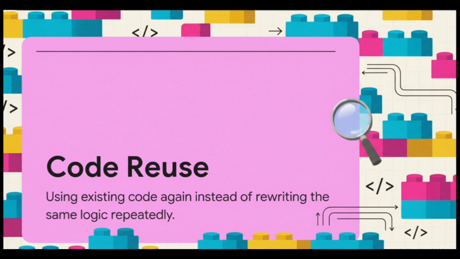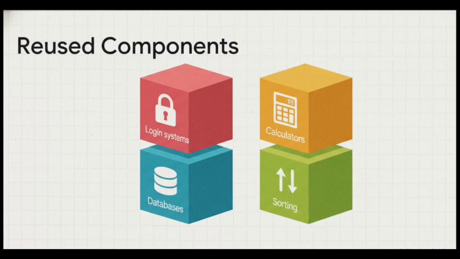Well, code reuse works in the exact same way. Instead of rebuilding common features from scratch, developers simply grab the pre-built blocks. Things like login systems, calculators, database connectors, and sorting functions, these are all prime examples. Once a developer writes a rock-solid database connector, they save it. The next time they need one, they don't rewrite it. They just plug that identical, tested code right into their new project.